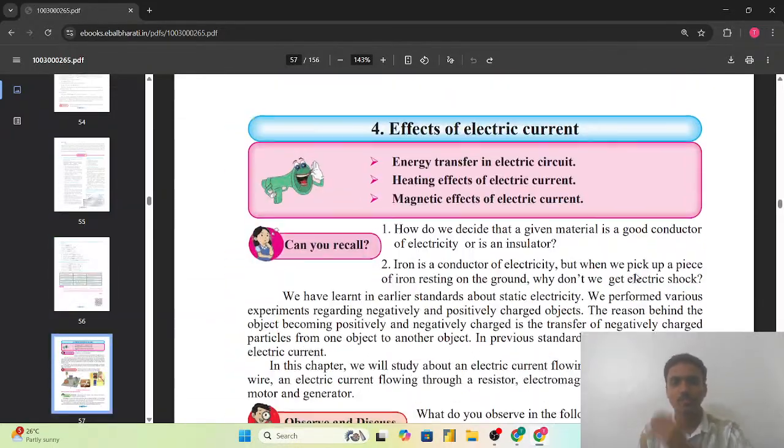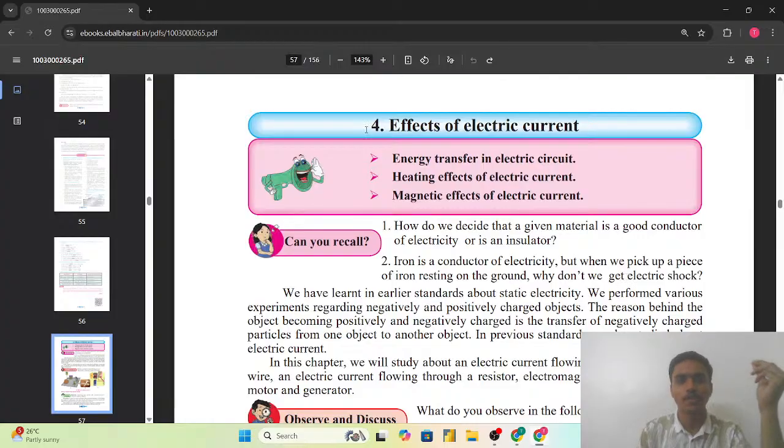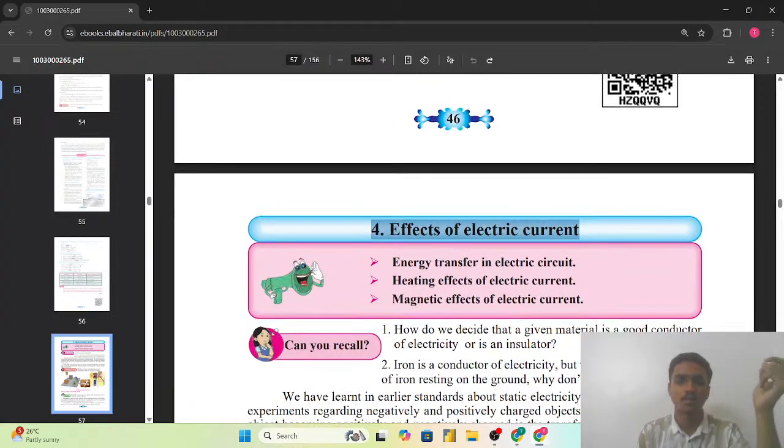In the next part, we will be studying unit 4, that is the effects of electric current.